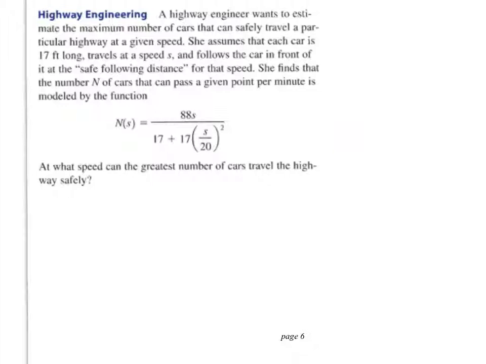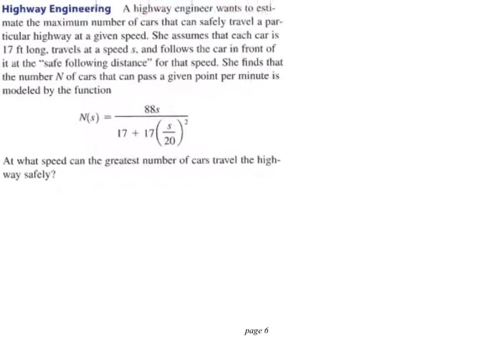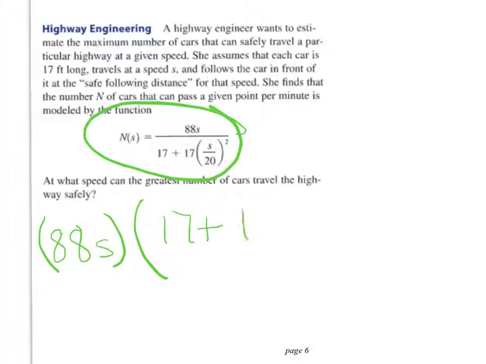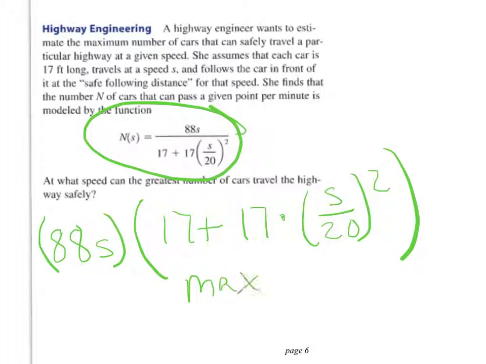We worked on this problem. If you read this problem, you find out that basically what you want to do is maximize this function right here. And so it's a matter of entering it correctly into the calculator. You'll need 88s, and let's put parentheses around that. And then parentheses for the denominator, 17 plus 17 times s divided by 20. You need parentheses around that, and then squared like that. And that should give you the correct function, and then you want to do max of that function. So use your calculator to do that problem.